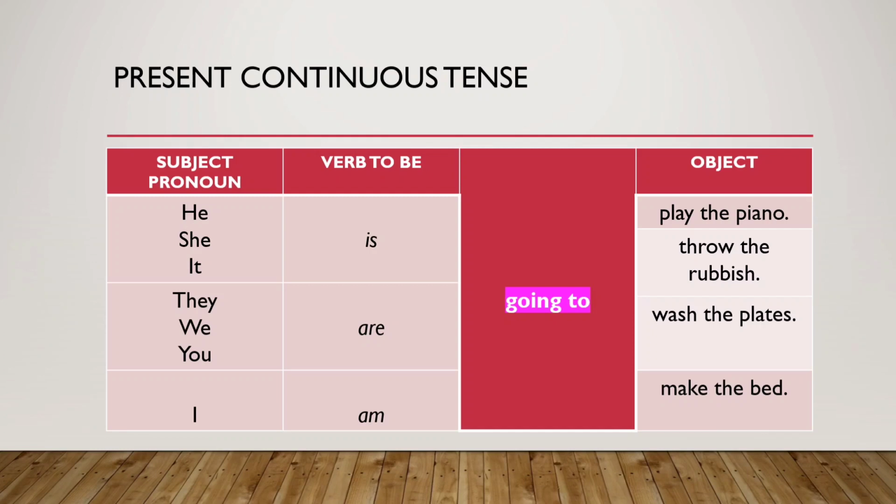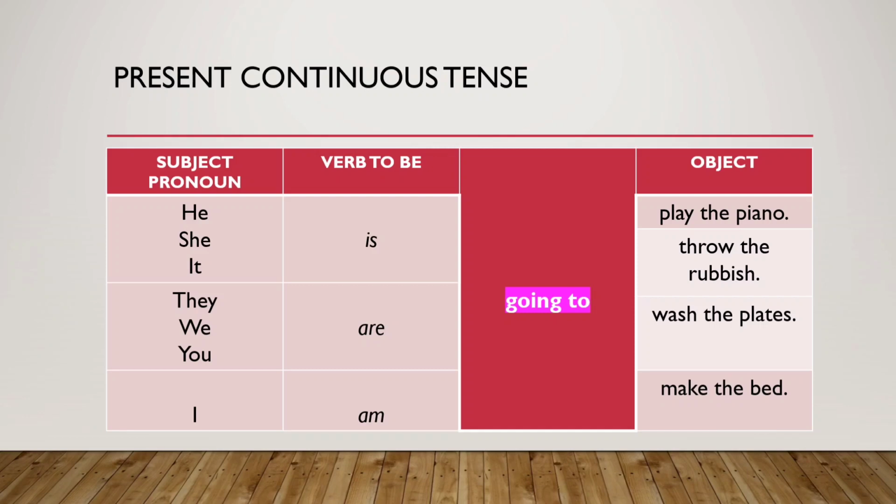Look at this table. The subject pronoun, as you can see here, he, she, it. And for he, she, it, the verb to be is. After that, we can use going to followed by the object. For subject pronoun they, we, you, the verb to be are. And the last one, subject pronoun I, the verb to be am.